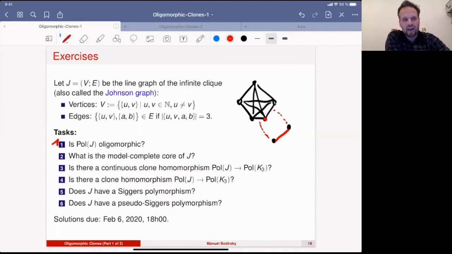Okay, so the answer here: what's the model complete core of J? Well, J has infinite cliques, so it will homomorphically map to an infinite clique, which then homomorphically maps back to J. So the model complete core of J is an infinite clique. And now you can work out the other exercises as well with this. You need lots of things that I mentioned en passant on the slides, and with these things you can solve this exercise.